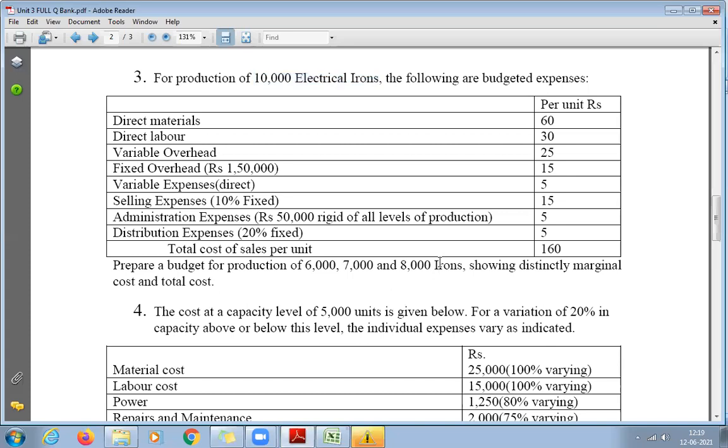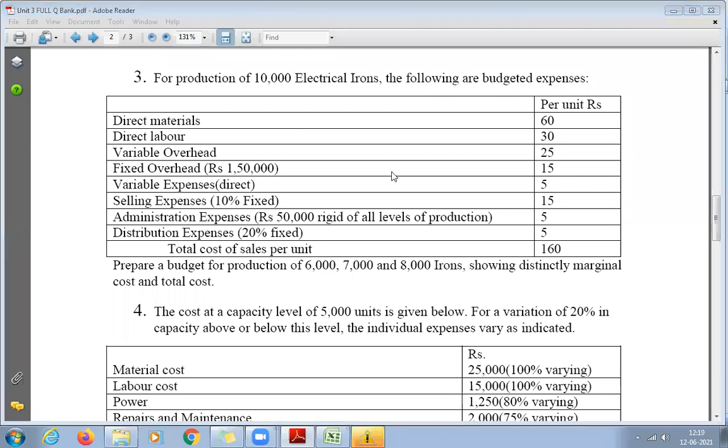Yesterday I was telling, we have to prepare a flexible budget based on the type of cost. So you have to see whether it is a variable cost, fixed cost, or a semi-variable cost. Got it, students? Then we can decide and you can prepare the flexible budget. Yesterday we prepared material. Today we'll go for direct labor.